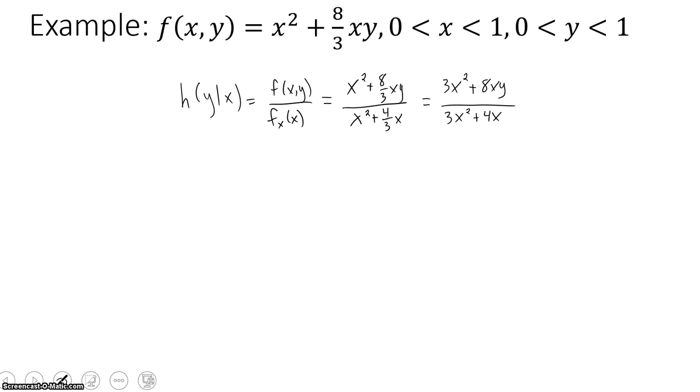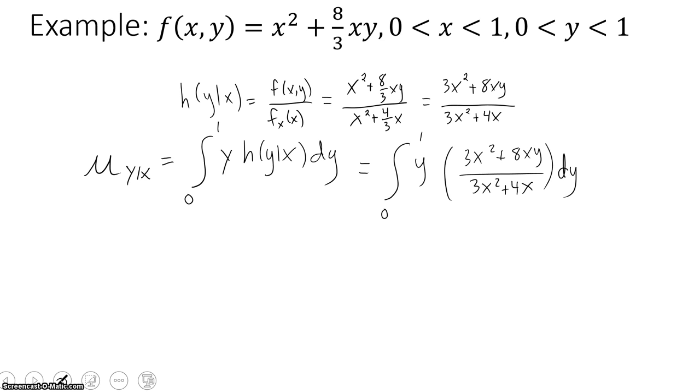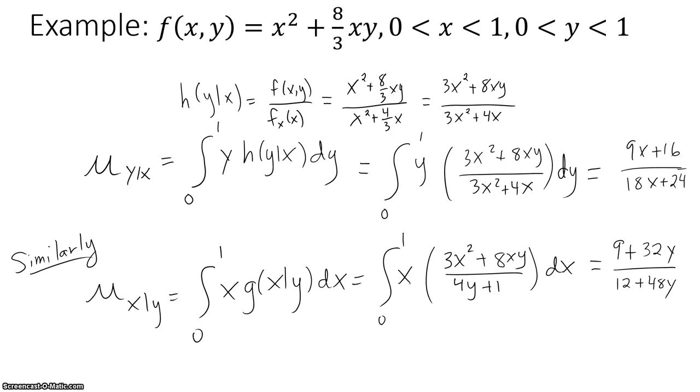Coming back to my example, here's my conditional distribution of y given x. If I want to find my mean of y given x, I'm going to integrate over all the possible values of y times my conditional distribution of y given x. And this gives me my mean of my conditional distribution of y given x is going to be 9x plus 16 over 18x plus 24. And so this is going to depend on x. Similarly, I could find the mean of x given y by integrating over all the possible values of x times my conditional distribution, g of x given y. And that gives me the mean of x given y equal to 9 plus 32y over 12 plus 48y.